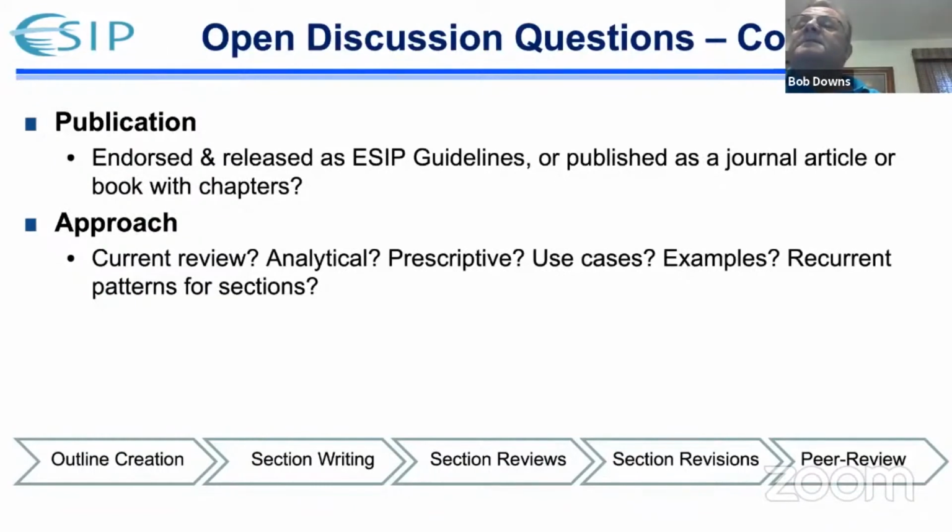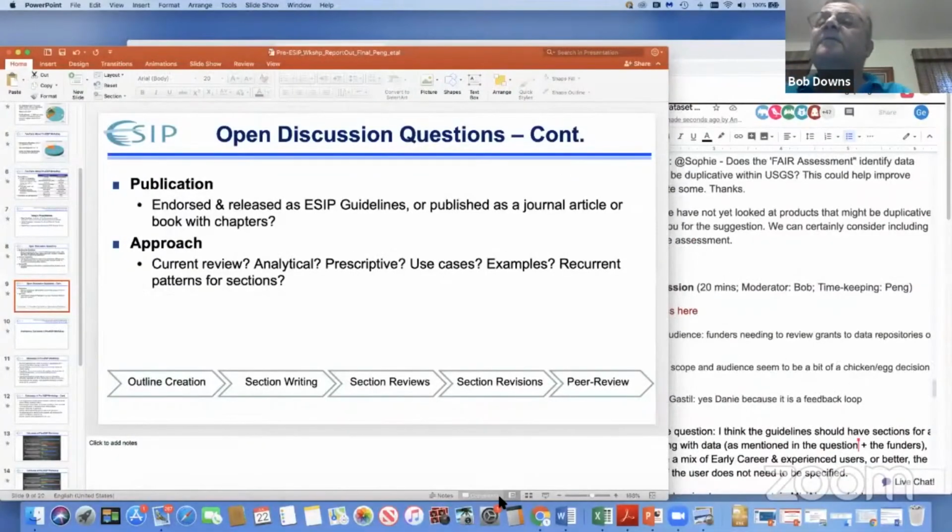Dave mentioned use cases, and that's a great idea. Should we have other kinds of examples? And should we offer recurrent patterns? That is, should we perhaps have an ongoing case study or scenario or problem that we're presenting throughout the entire guidelines in order to keep people focused on different perspectives on a particular case or scenario? So anyway, these are all things to think about, and we would certainly welcome any thoughts that any of you might share with us.